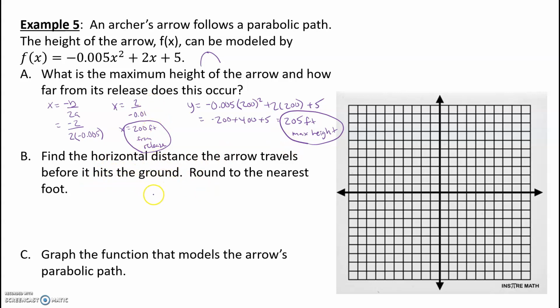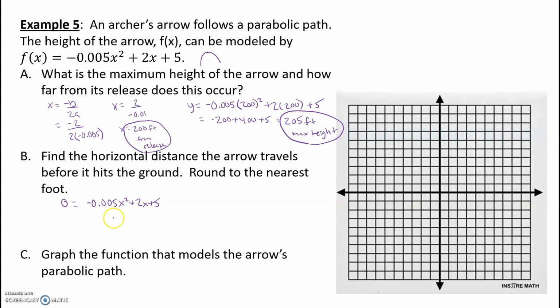The next one says find the horizontal distance the arrow travels before it hits the ground. Round to the nearest foot. So horizontal distance, start to finish. Understand you need a starting point and an ending point to find that horizontal distance. Where did I end up? So we don't want any height, right? We want our height to be 0 in this case. We're finding our x-intercepts. Negative 0.005 x squared plus 2x plus 5.